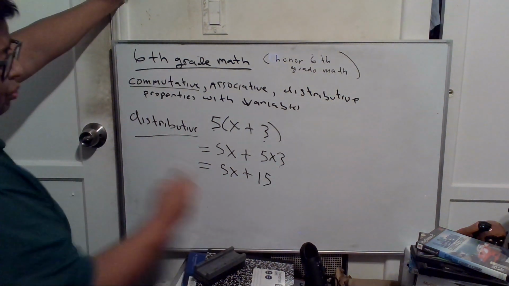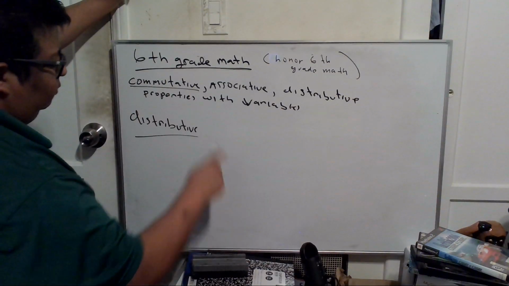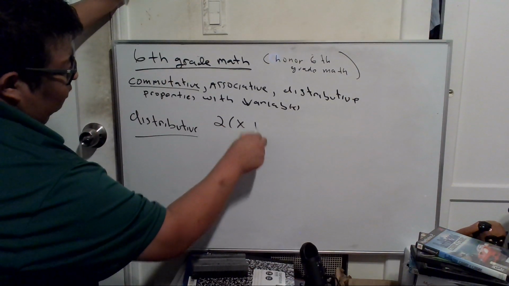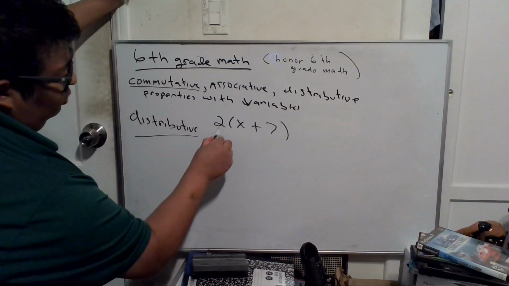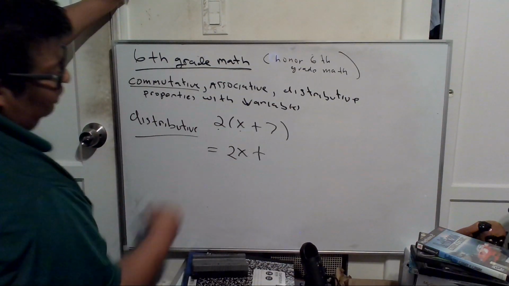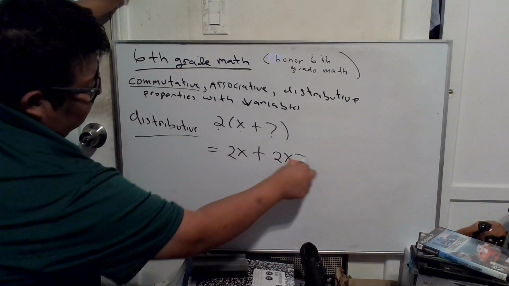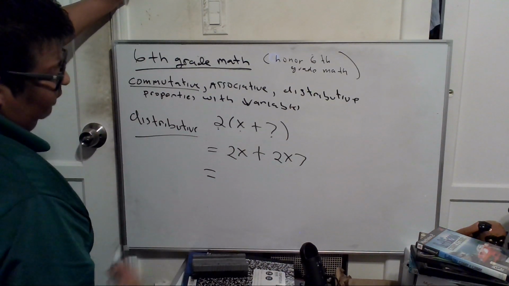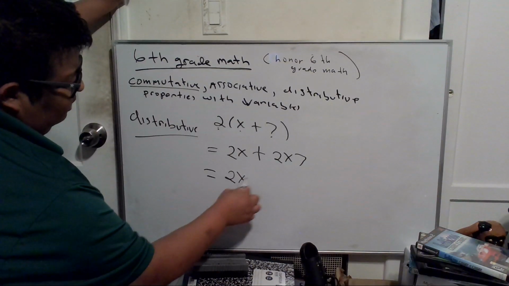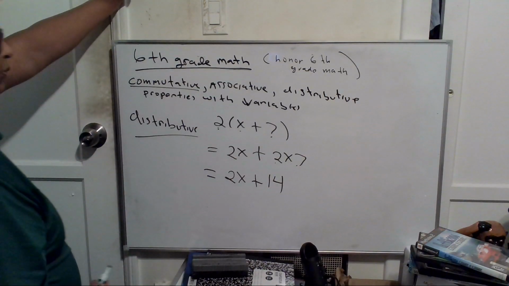Let me show you one more example so that way the student knows how to do it. 2 times x, 2x plus, and then do 2 times 7, 2 times 7. Simplification, 2x plus 2 times 7, 14.